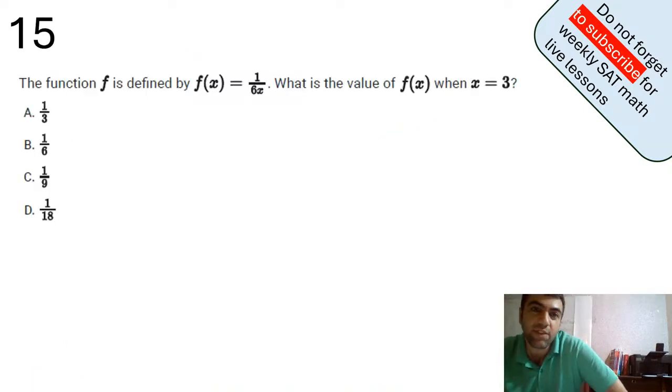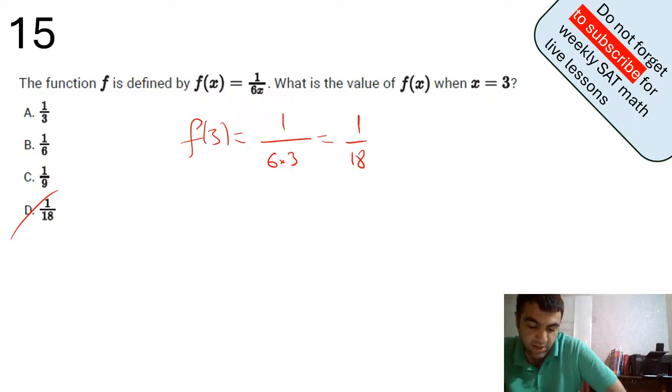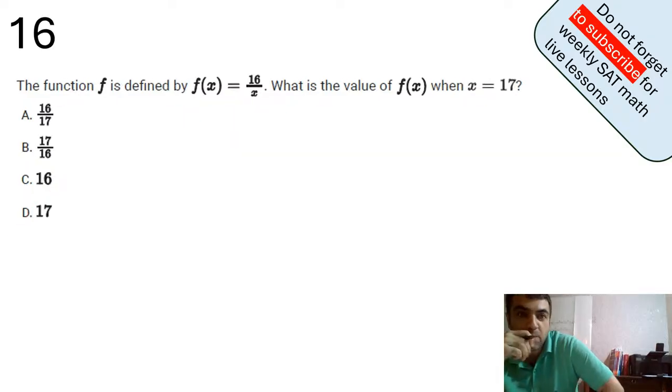The function f is defined. What's the value of f of x when x is equal to 3? Mr. Sahib says it is D. Let's have a look. F of 3 is equal to 1 over 6 times 3, right? This is equal to 1 over 18. Yes, you were right, guys, Mr. Sahib and Mr. Shahin.